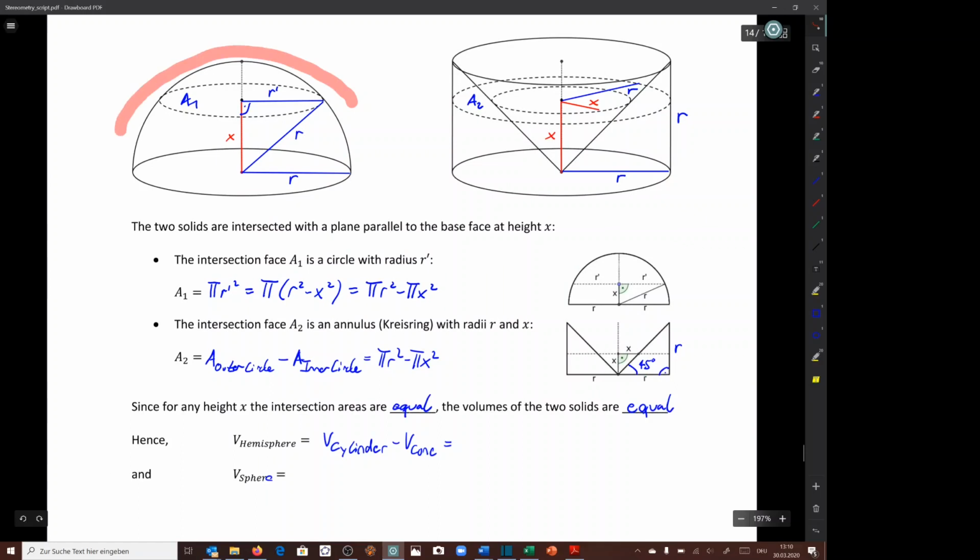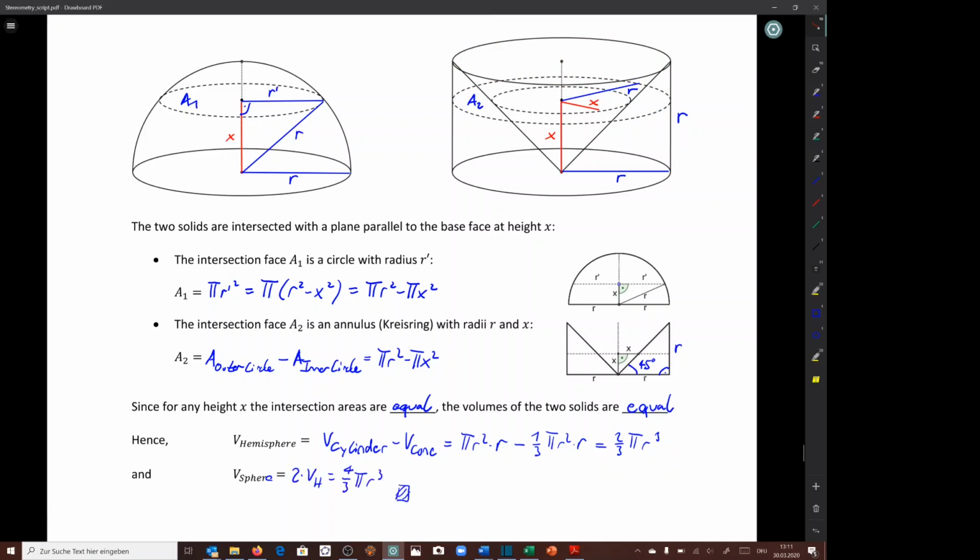Which means that the volume of the hemisphere is the volume of the cylinder minus the volume of the cone. The volume of the cylinder is pi r squared times r. The volume of the cone is 1/3 times pi r squared times r. So subtracting them from one another, we get 2/3 times pi r to the power of 3. And since the volume of the sphere is just double the volume of the hemisphere, we get finally that the volume of the sphere is 4/3 times pi times r to the power of 3, what we wanted to prove.